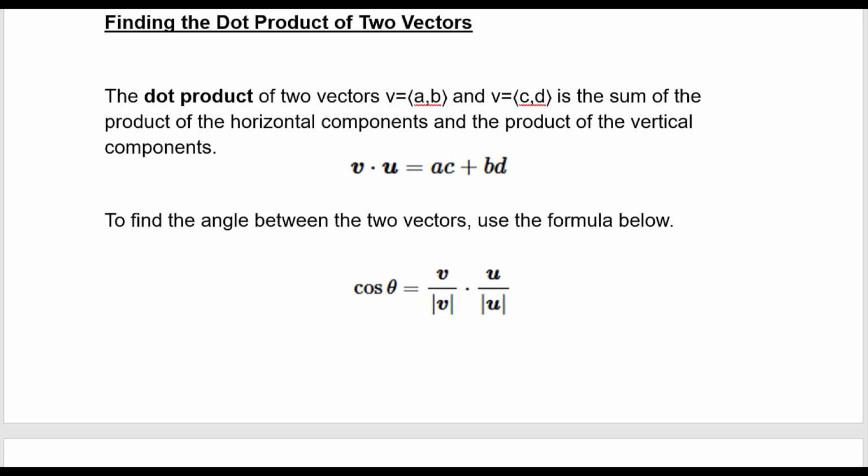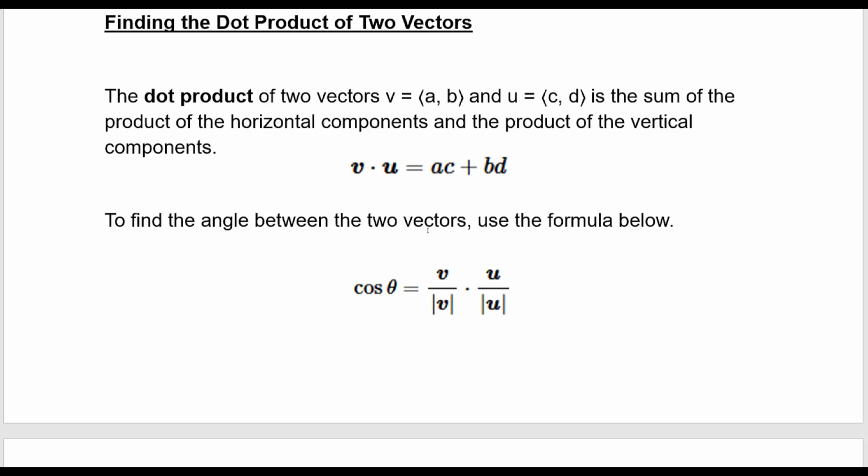Now we're going to look at finding the dot product of two vectors. The dot product of two vectors, v, which is ⟨A, B⟩, and u, which is ⟨C, D⟩, is the sum of the product of the horizontal components and the product of the vertical components. So u dot v is A times C plus B times D. You multiply the horizontal components, then you multiply the vertical components, and you add that result. The answer is going to be a scalar. It's just going to be a number.